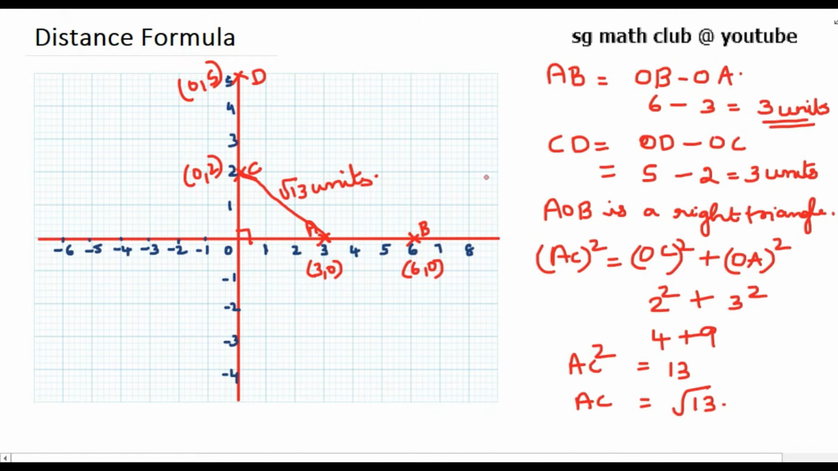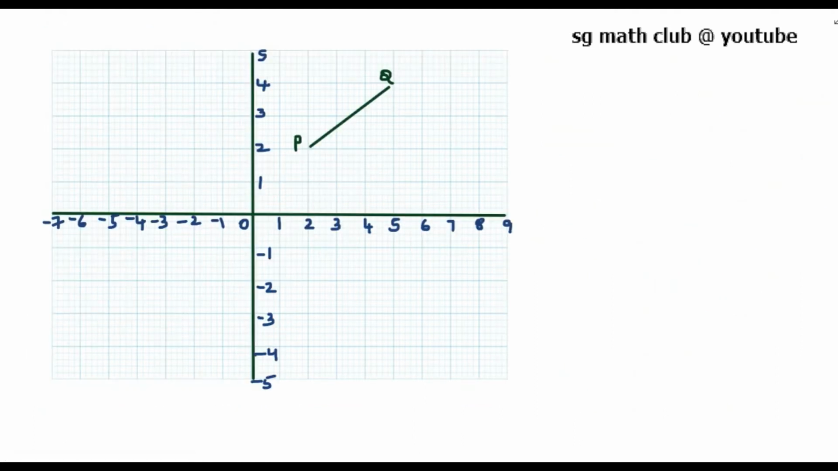So we have seen how to find the distance between 2 points on the x-axis, 2 points lying on the y-axis, and 1 point on the x-axis and another point on the y-axis. Now let us find the distance between these 2 points P and Q. They are not lying on the x-axis or y-axis. They are lying in the first quadrant. So first let us write the coordinates of P. The coordinate of P is (2, 2).